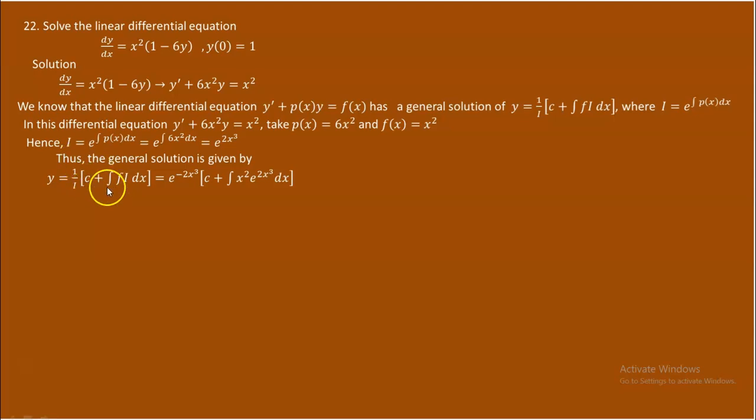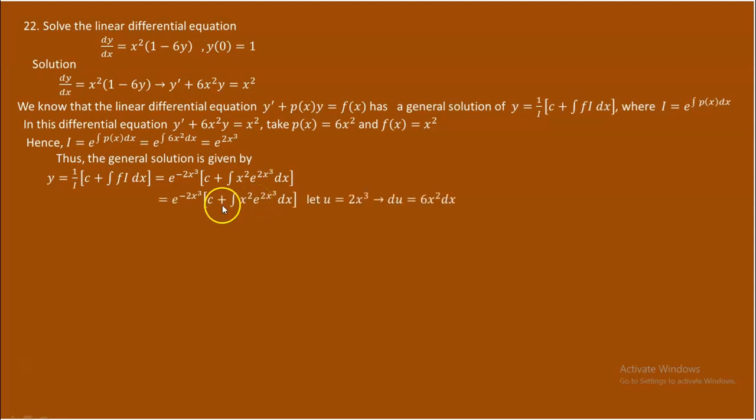Then you do have c here plus the integral of, what is f, students? f is already taken to be x squared, so you simply put x squared here. Then your integrating factor I is obtained to be e to the power of 2x cubed, and here it is, dx. Now everything is done. It's a matter of obtaining this integral expression. So how do you find this integral expression? You need to apply integration by substitution and by parts, turn by turn.